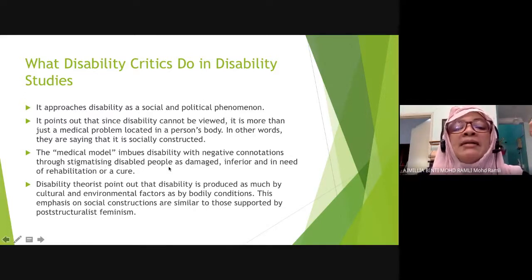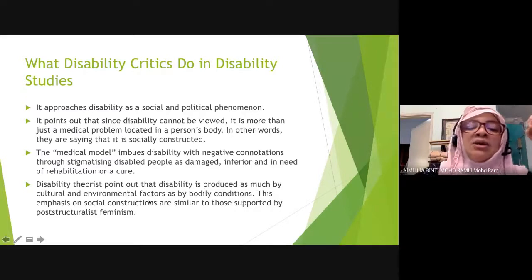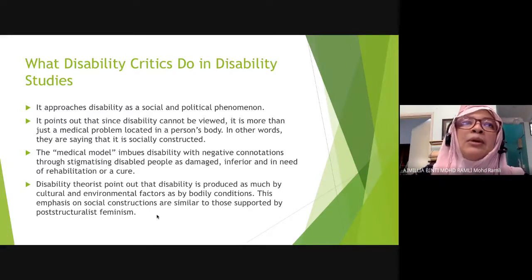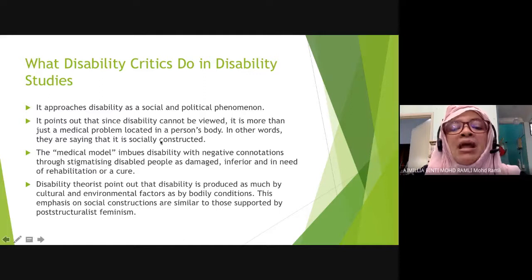So the medical model imbues disability with negative connotations through stigmatizing disabled people as damaged, inferior, and in need of rehabilitation or a cure. Okay, so they view them as damaged, inferior, in need of rehabilitation. Disability theories point out that disability is produced as much by cultural and environmental factors as by bodily conditions. This emphasis on social construction is similar to that supported by post-structuralist feminism. So disability theories don't want to focus on the medical part of disability or on physical impairment. They want to focus on how society treats people who are disabled.